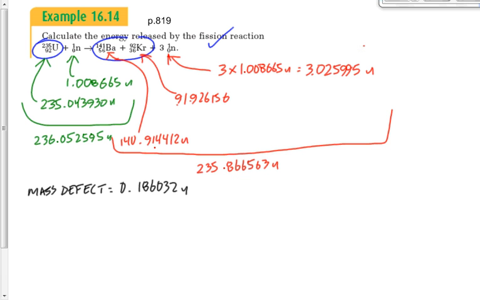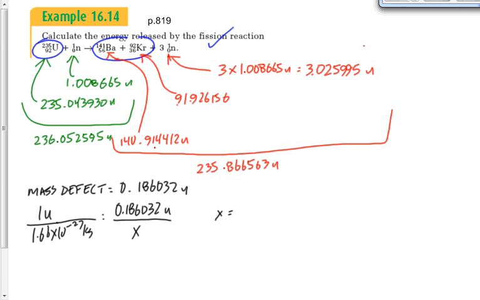So let's convert that to kilograms now. We know that one atomic mass unit is 1.66 times 10 to the minus 27 kilograms. That's what it's defined as on our data sheet. We know that 0.186032 atomic mass units is equal to X kilograms. Let's get that value right now in kilograms. What's it going to be? That's going to be kilograms, right? That's a really small number. The mass defect should be a really small number. We're talking about a single reaction here.